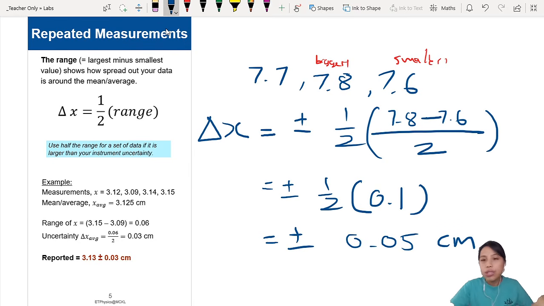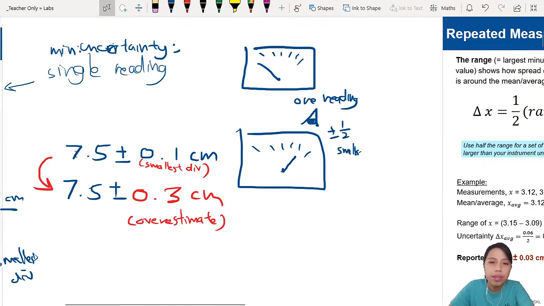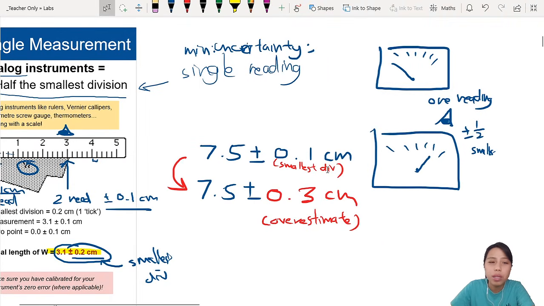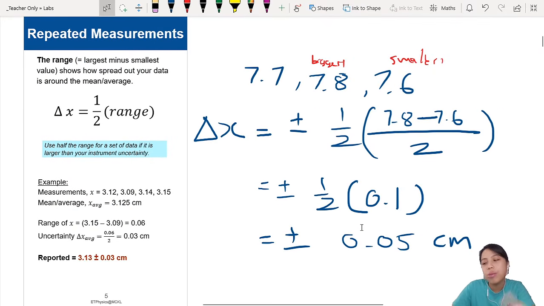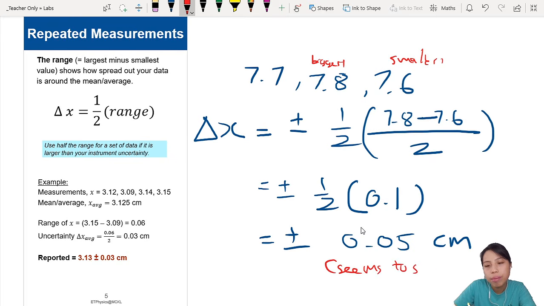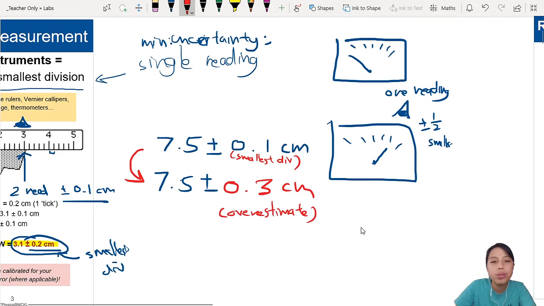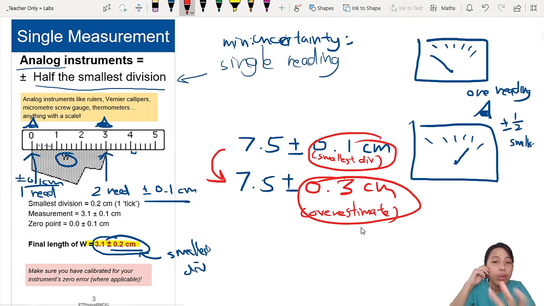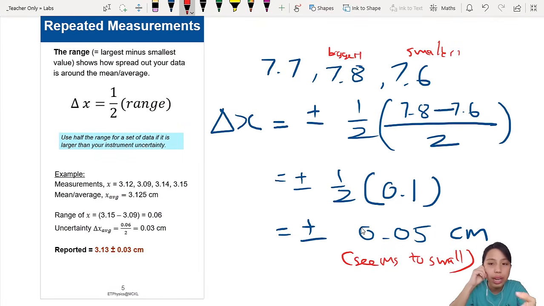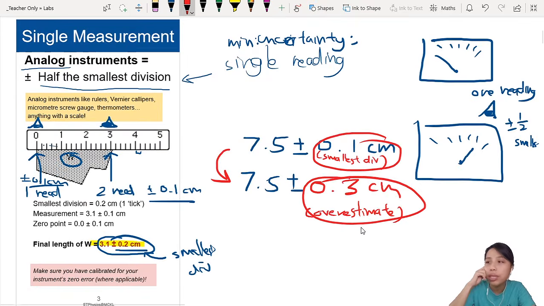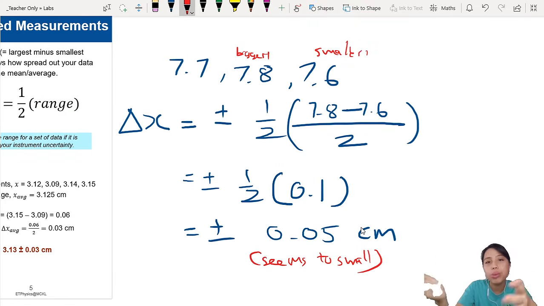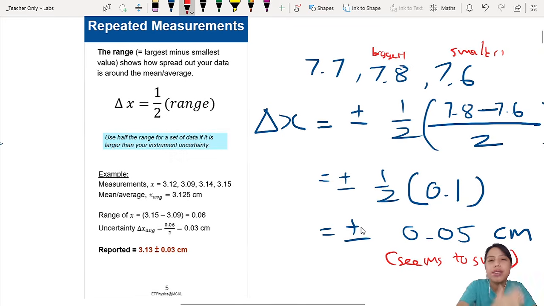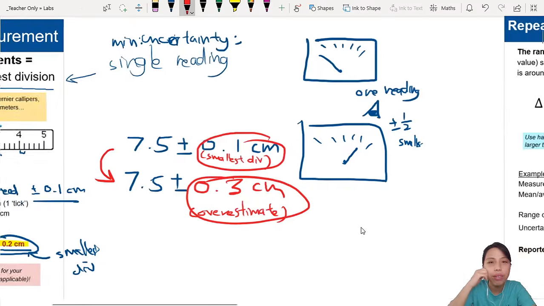So when you try this, you see 0.05. Then you look here, and that's smaller than your smallest division already. Cannot be. So what you do, you choose the bigger one. This one seems too small, so you choose this one, or even better, this one. For anything, you can estimate, or you can do repeated measurement and check. But if it's smaller than your smallest division, something is wrong already, so don't choose this method. Whether you choose this one or this one, it's really up to you. It's estimating only, so there's no fixed correct answer, as long as you're in a reasonable range.